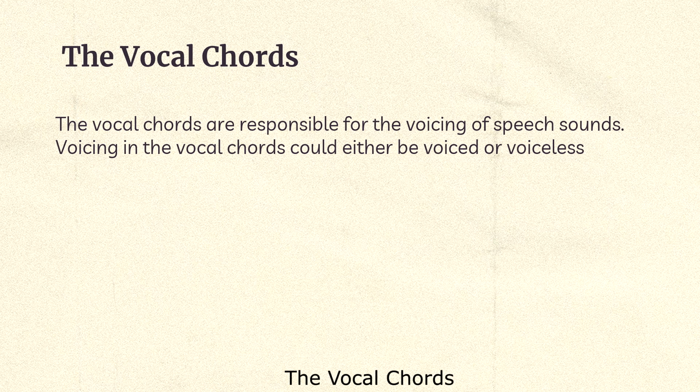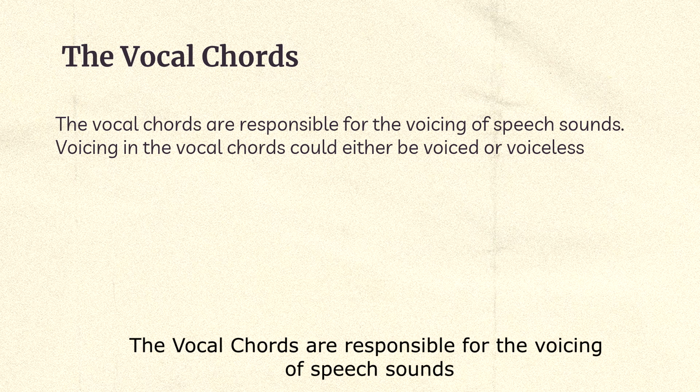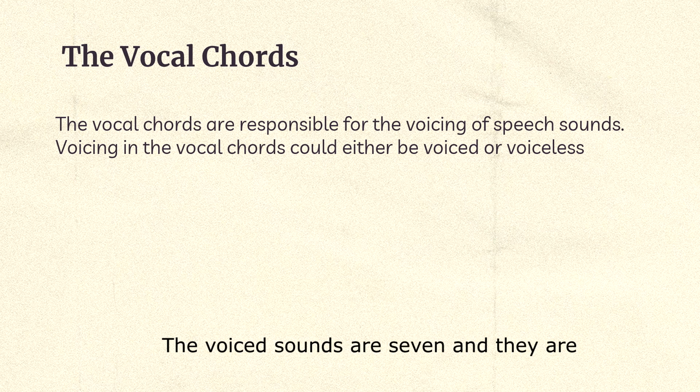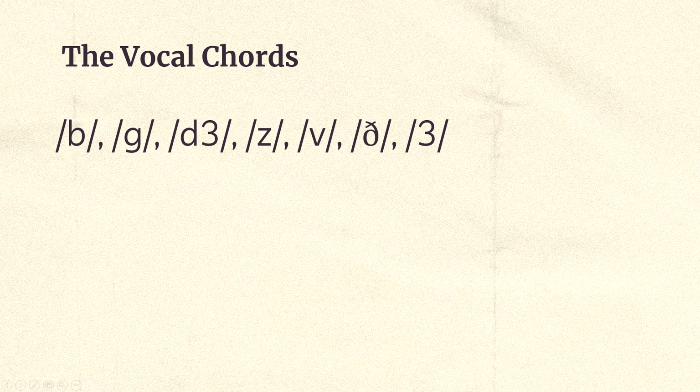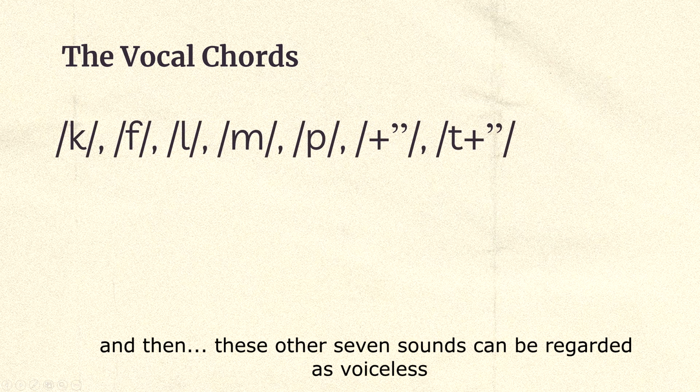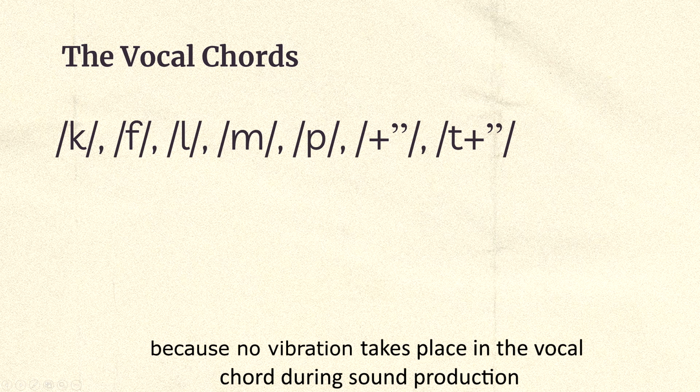The vocal cords. The vocal cords are responsible for the voicing of speech sounds. Voicing in the vocal cords could either be voiced or voiceless. The voiced sounds are 7, and then these other 7 sounds can be regarded as voiceless because no vibration takes place in the vocal cords during sound production.